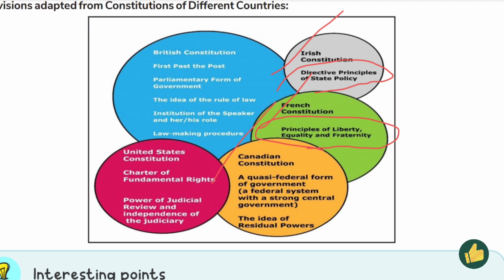And from the Canadian constitution we adapted a quasi-federal form of government, a federal system with a strong central government, and the idea of residuary powers.